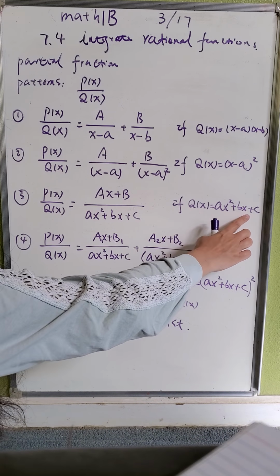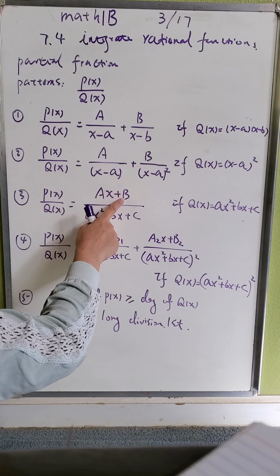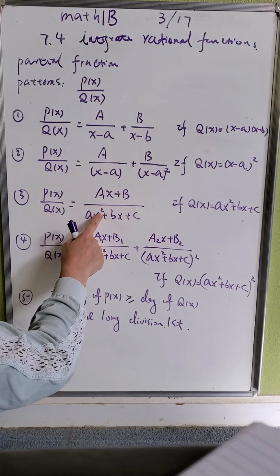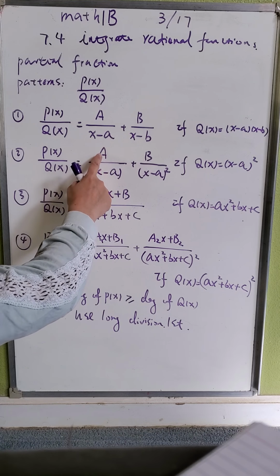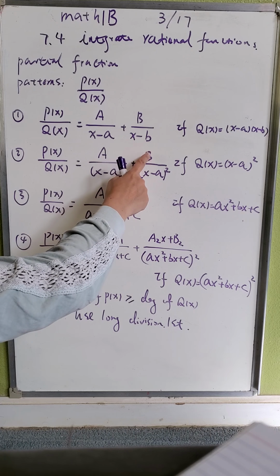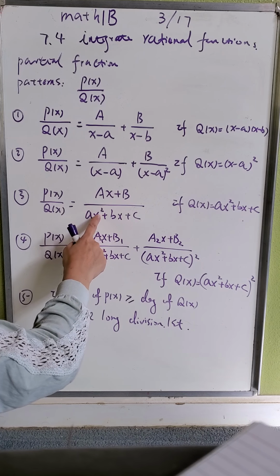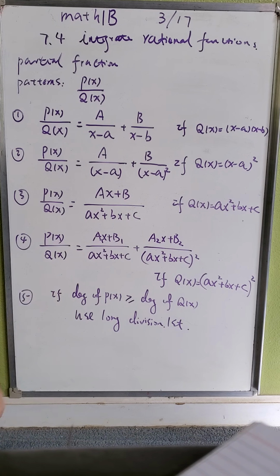So if Q of x is equal to that pattern, so that's a quadratic, then on the top you have to go Ax plus B, so one degree lower than the bottom. And you can see on the top also: constant, degree 1, constant, degree 1. This is degree 1, degree 2. Okay, you look at the degree.